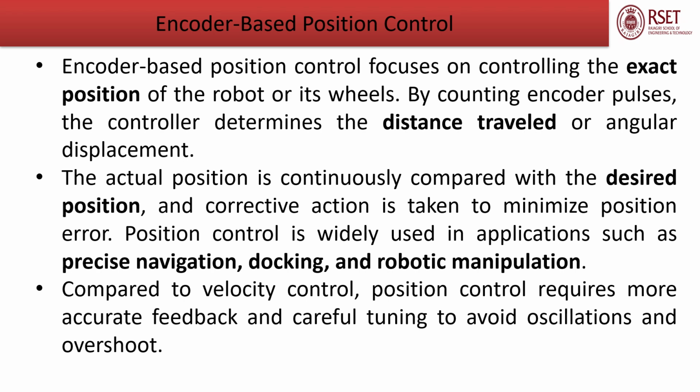However, position control is more sensitive than velocity control. Small errors accumulate over time. If the controller is not properly tuned, the robot may overshoot its target or oscillate before settling. Therefore, careful parameter tuning is necessary to achieve smooth stopping without instability. Position control enables accurate navigation and precise motion execution in mobile robots.